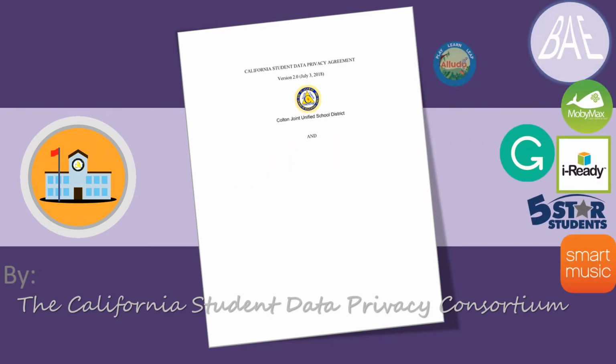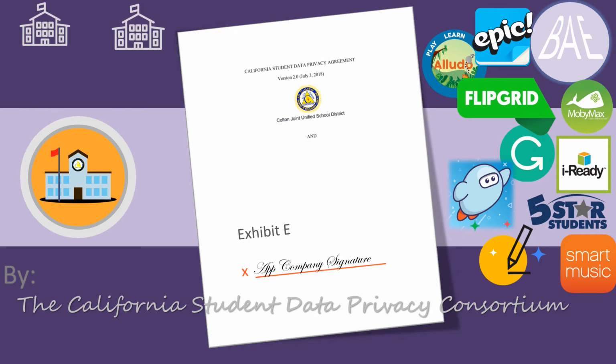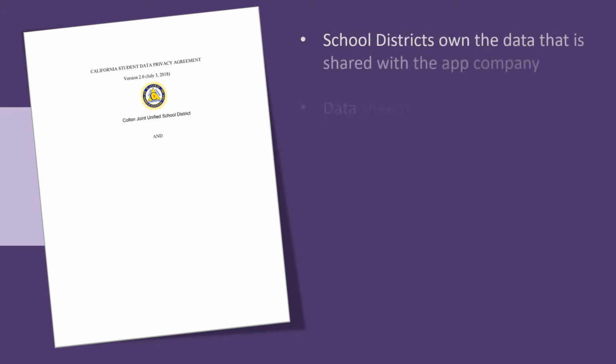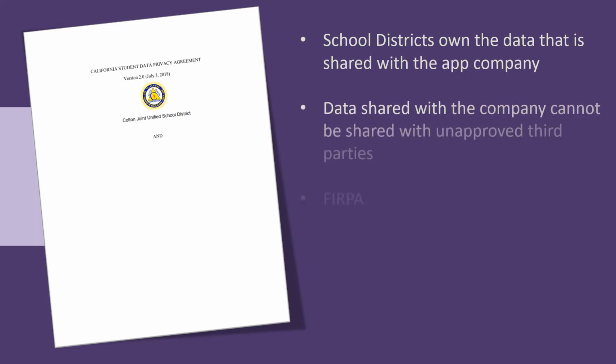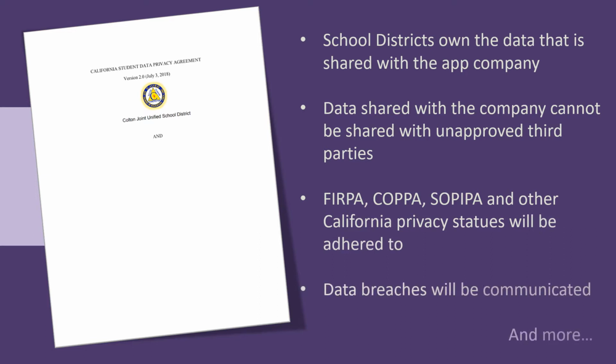It even has a section, Exhibit E, where if an app company signs this particular page, all school districts in the state of California are covered under that one contract that was signed. These CSDPAs list terms and requirements that the application companies must adhere to, including school districts are the owners of the data submitted to the app company. There are restrictions for the app companies to share data with third parties. FERPA, COPPA, SOPIPA, and other California privacy statutes will be adhered to. Data breaches will be communicated to school districts, and so much more.